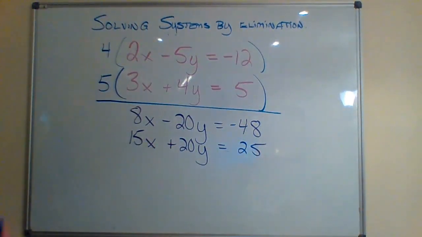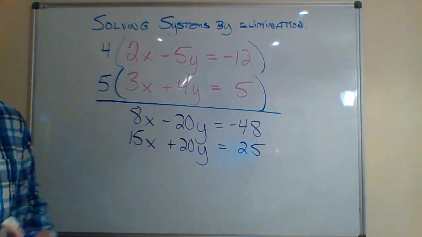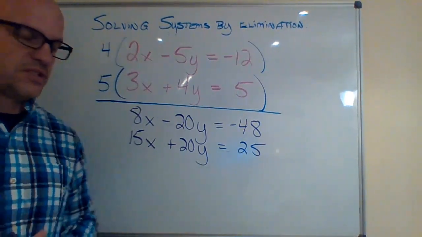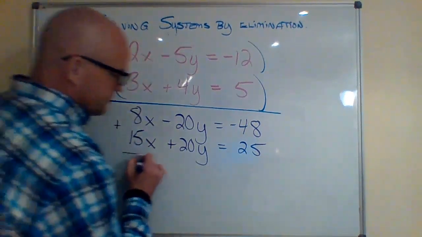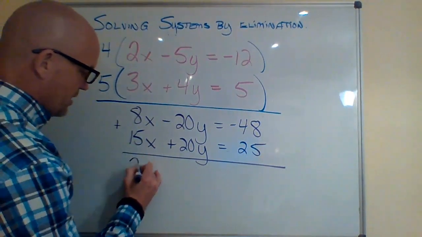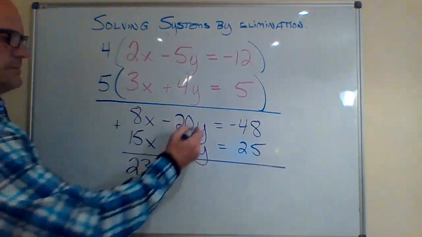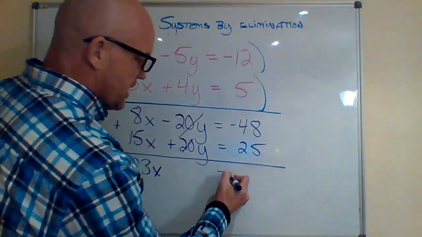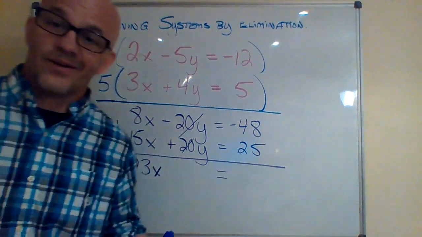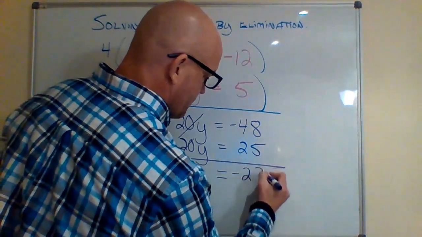So now what we're going to do is look at that and say, when I add them together, will something eliminate? If the answer is yes, which in this case it is, keep going. If not, you multiplied by the wrong things, you need to make a different decision. We're going to add these two guys together. If I take 8x plus 15x, I'm going to get 23x. -20y plus 20y eliminates. Equal sign comes down. -48 plus 25. If you don't have your calculator, you should be able to do that without it. That's going to give me -23.